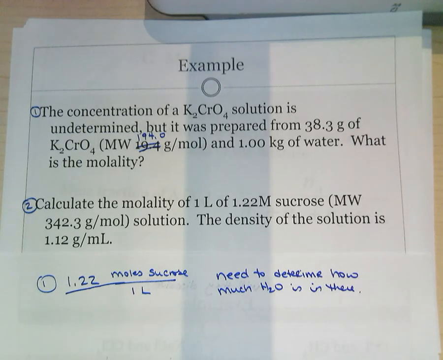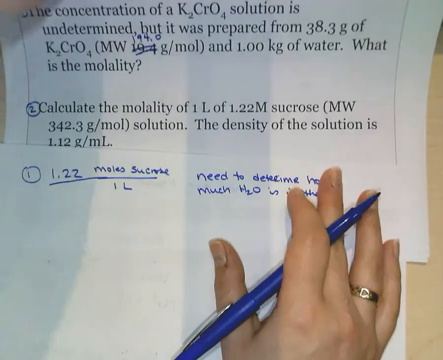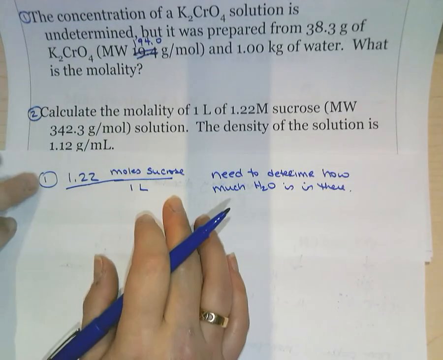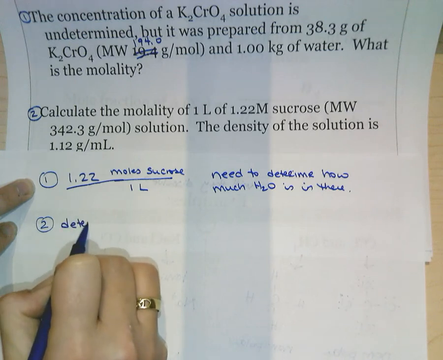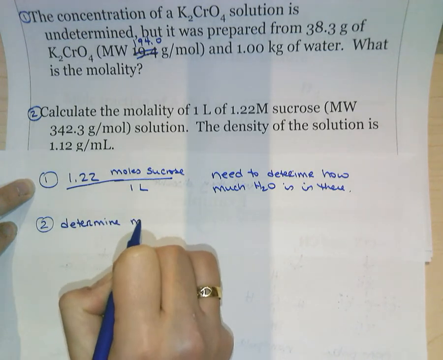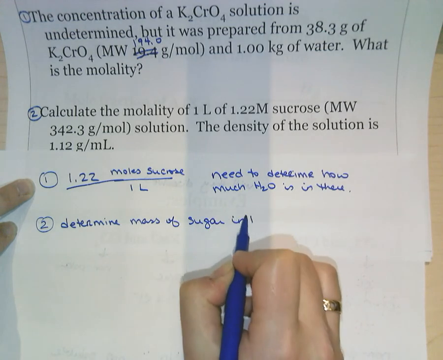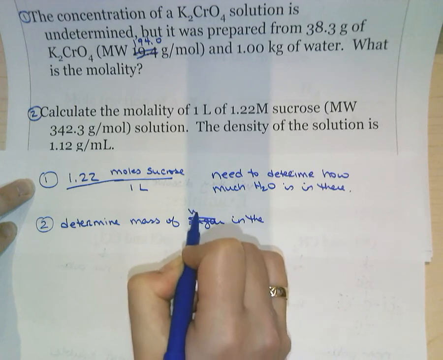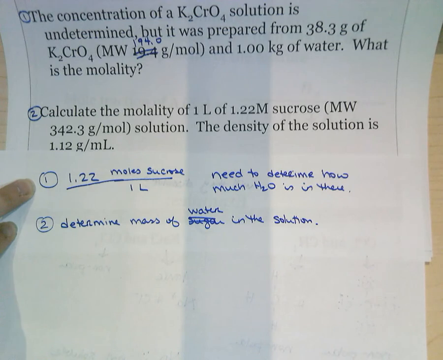All right. Let's see if I can scoot this all up so we can all see it all at the same time. Okay, so now we're on to step 2. Actually, let's do mass of water. First thing we want to do is determine the mass of the water. We'll do sugar second. Determine the mass of the water in the solution.